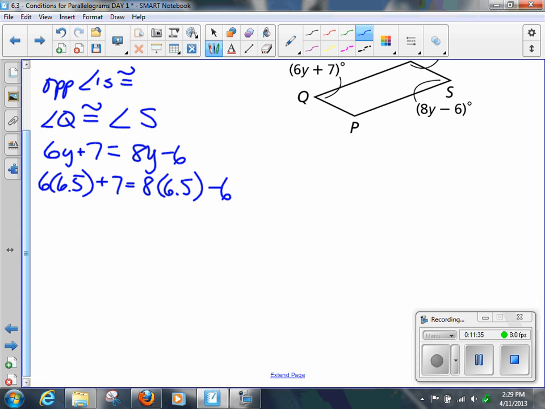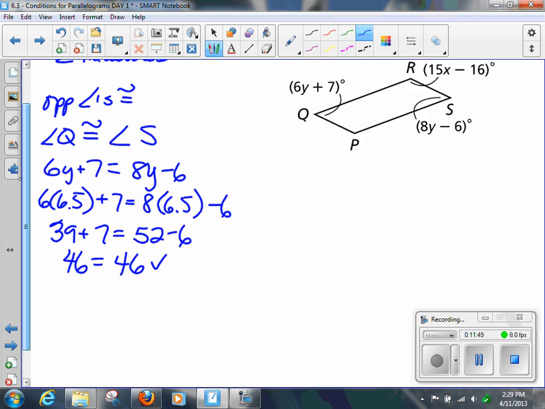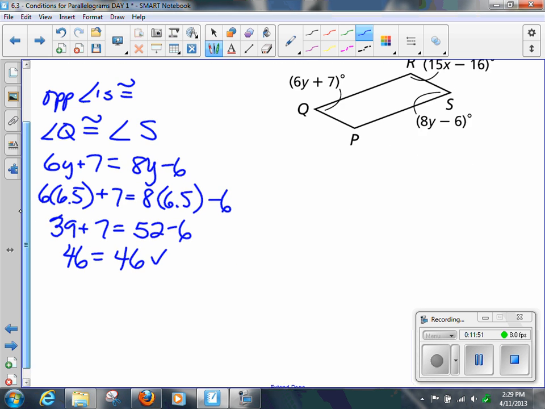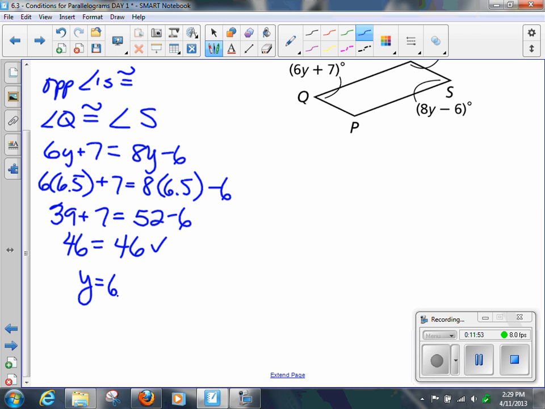Okay? Check this out. 39 plus 7, is that right? 48 and 4 is 52 minus 6. That's 46 and 46. Hey, that worked out. So that does mean that A or Y is 6.5, which you verified the way we've been doing these, right?